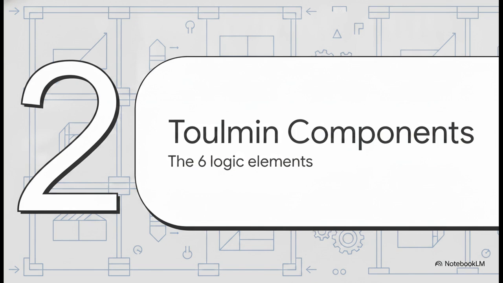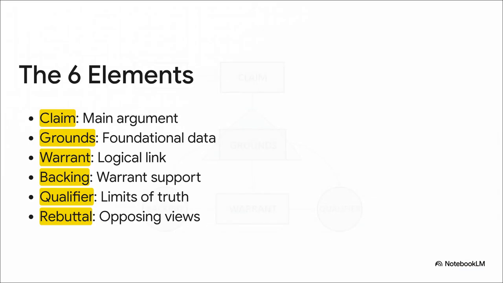Part 2. The 6 Toulmin components. So what exactly are these building blocks? Let's look at the raw materials you need to construct a truly bulletproof argument. Based on our source material, the Toulmin model breaks down into 6 vital elements. Think of these as the concrete, the steel, and the load-bearing walls of our logical structure.